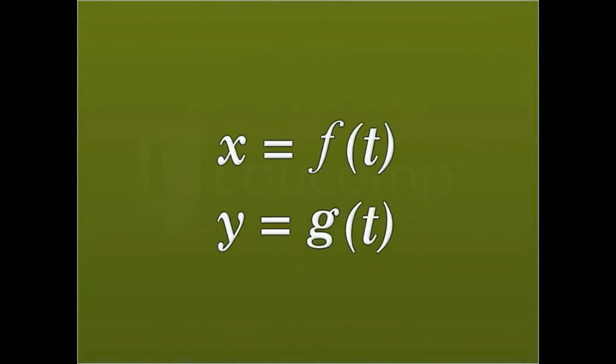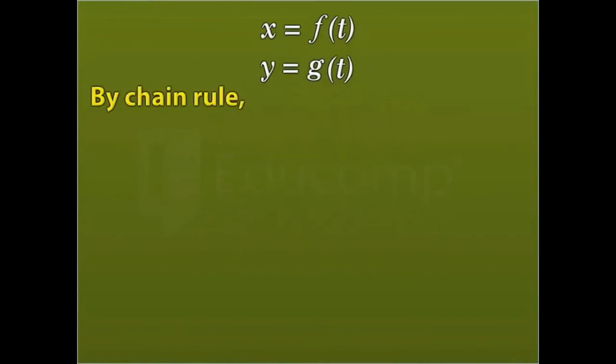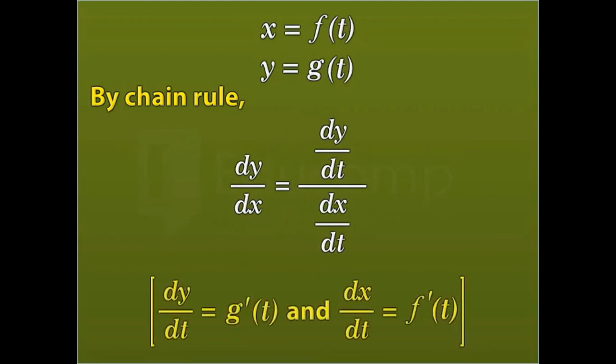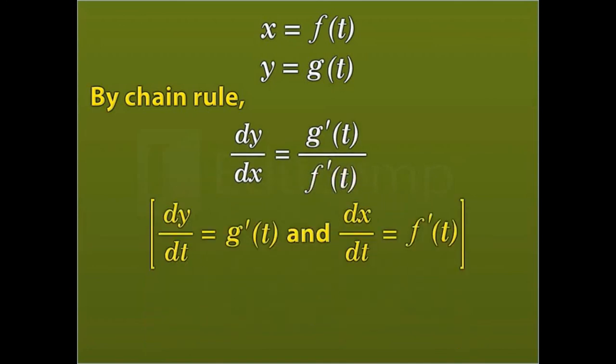Now we can generalize that if x equals f of t and y equals g of t, then using the chain rule, the derivative of y with respect to t equals the derivative of y with respect to x into the derivative of x with respect to t. This further implies that dy by dx equals dy by dt upon dx by dt. Since dy by dt equals g prime t and dx by dt equals f prime t, we substitute g prime t and f prime t for dy by dt and dx by dt to get the derivative of y with respect to x.